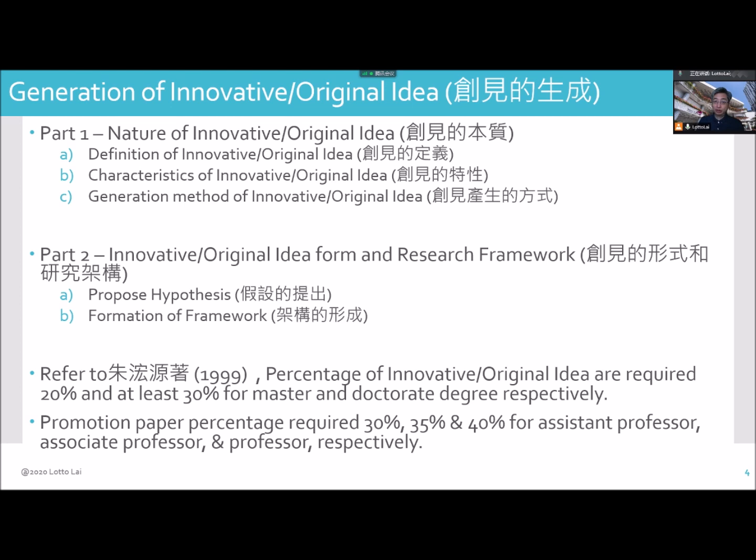The structure of the innovative or original idea is as follows. Part 1 is about the nature. Part 2 is how this innovative idea is formed, and the research framework. In Professor Ch4's book, he talked about the percentage of original contribution required in a paper, 30%, 35%, or 40%, at different stages of the professor's career in their paper or thesis. So at least 30%, 35%, or 40% should be original idea.